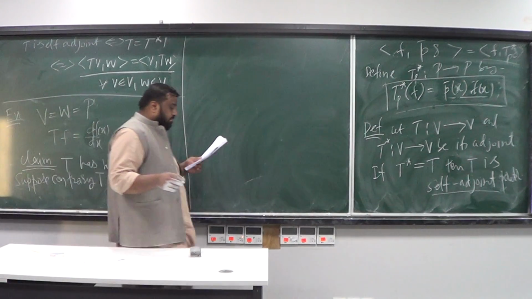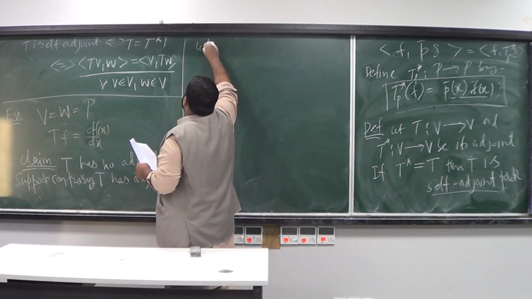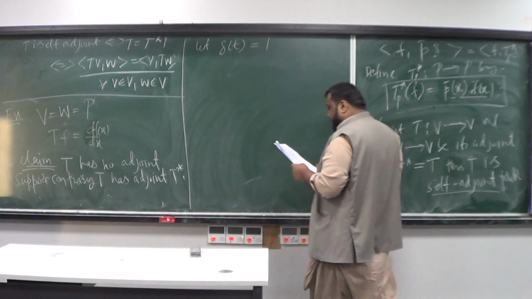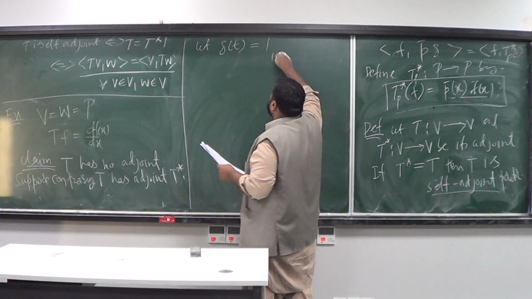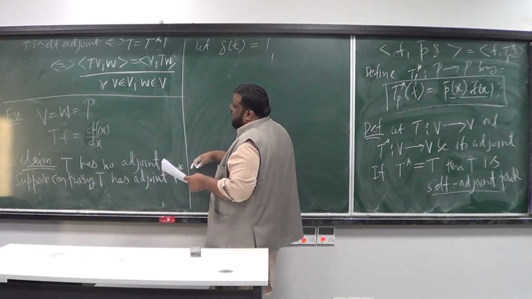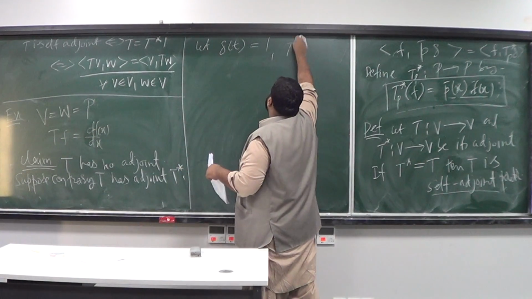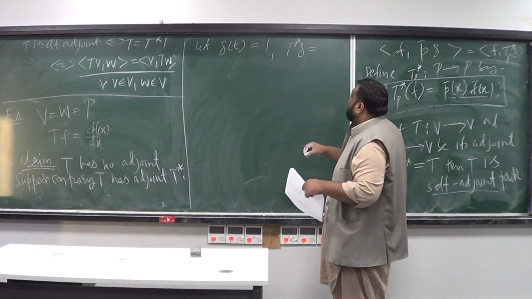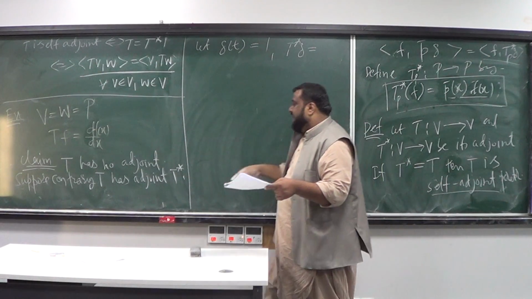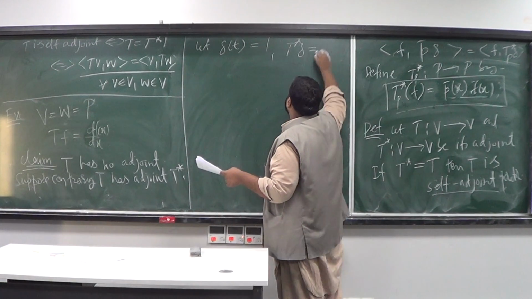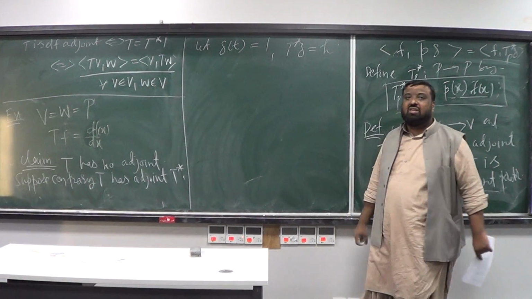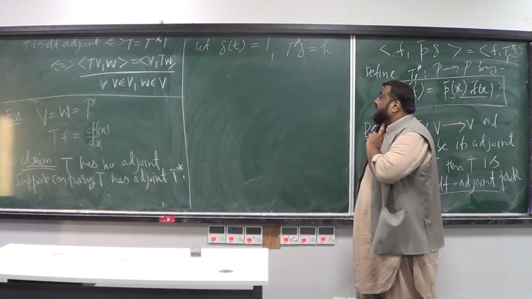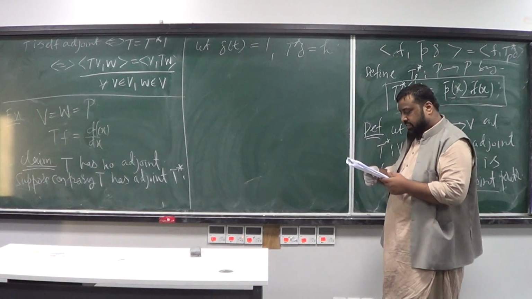Now let's take g of t to be a constant polynomial, a polynomial that is equal to 1. I know that T star is going to be a map from P to P. So the T star of the constant polynomial g is going to be a polynomial actually. I don't know what polynomial it is because I don't know the definition of T star. So let's call that polynomial h. Let h be the output of T star of g.